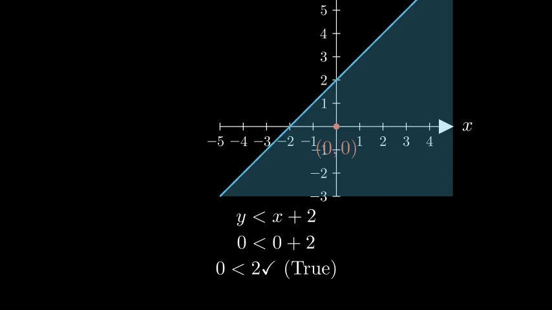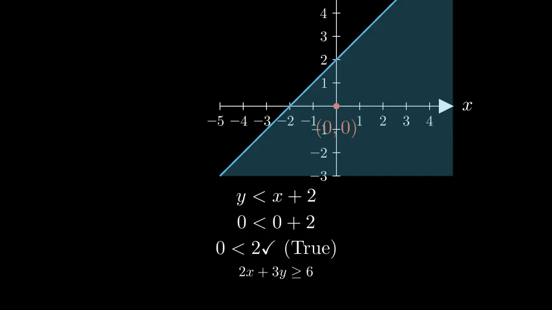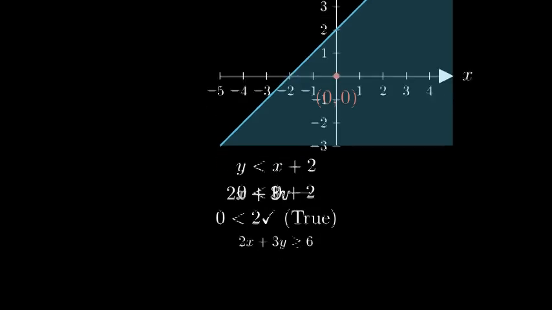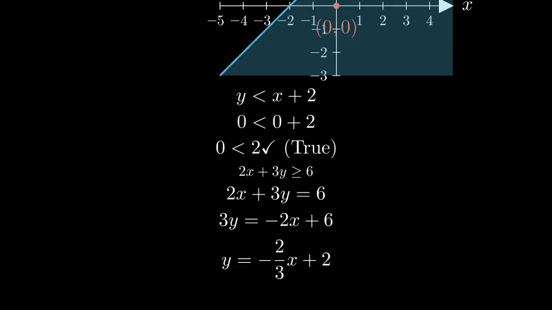Let's try another example. 2x plus 3y is greater than or equal to 6. First, we need to graph the boundary line 2x plus 3y equals 6. To make it easier to graph, let's solve for y. We get 3y equals negative 2x plus 6, so y equals negative 2/3 x plus 2.